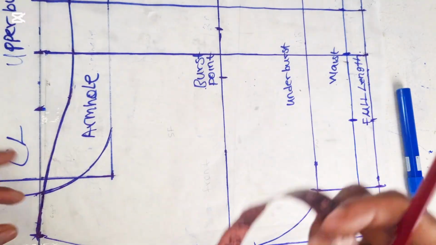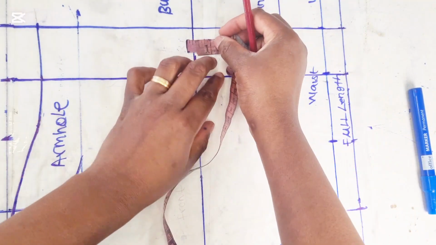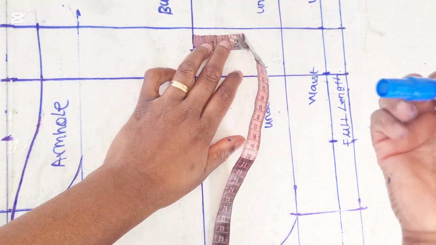So for the bust point, we want it to have a bust dart. So what I did is from that bust point, I came down by 1 inch.